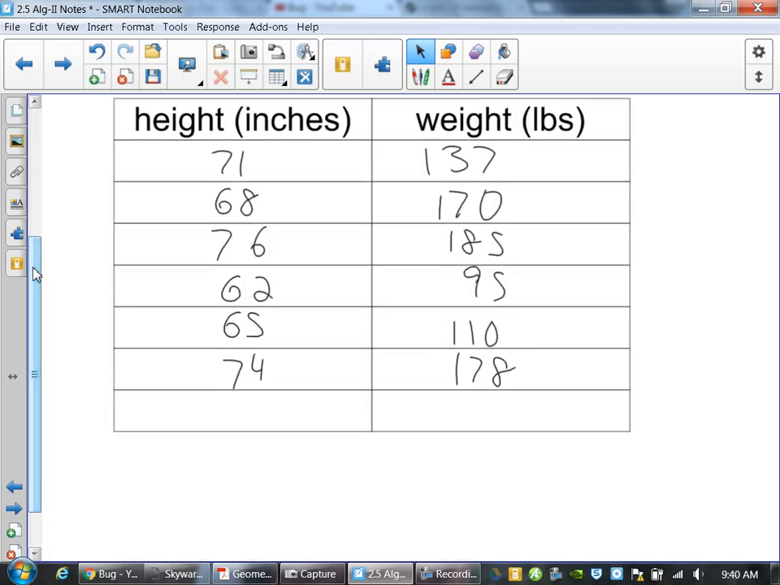And last but not least, one more person, please. I'm 6'3", so that's what, 75? And I'm 190. Well, there you go. You guys are the tall ones. So, do you remember how to do a scatter plot?